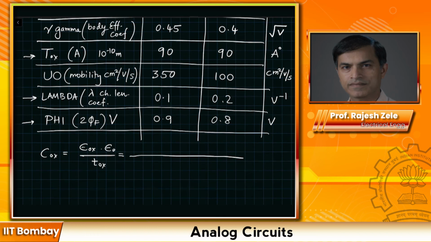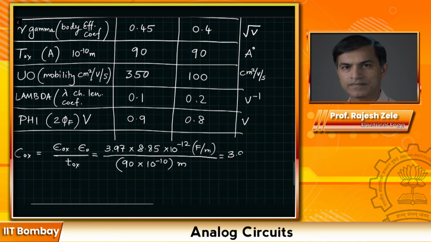Okay, so epsilon oxide is 3.97 multiplied by epsilon naught, which is 8.85 times 10 to the power minus 12. Units are important. The unit here is farads per meter, and Tox is 90 times 10 to the power minus 10 meters. So this number is going to come out to be 3.9 times 10 to the power minus 3 farad per meter square. Again, the unit farad per meter square is kind of difficult to use.